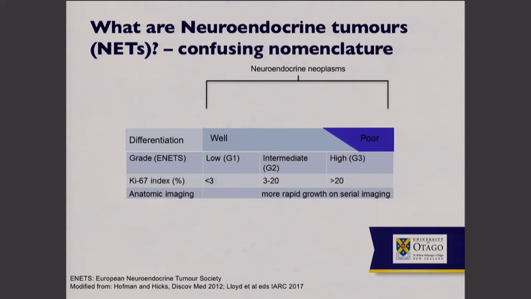So all of them are neuroendocrine neoplasms. Anything that is well differentiated is a neuroendocrine tumour, but that encompasses grade 1, 2 and now grade 3 if you're a pancreatic tumour. As you go along the spectrum of differentiation, that's when you're starting to get to that biological behaviour that's more likely to grow fast on serial anatomical imaging. Anything that's poorly differentiated is a carcinoma, and it will have a Ki67 of greater than 20%.